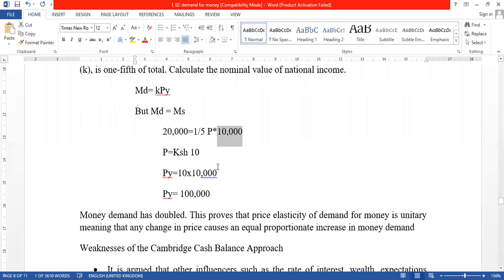And if the price is 10, what you are asked to calculate here is the nominal value of national income. What is the nominal value of the national income? That nominal value will be equal to the income in units multiplied by the price that we have gotten here, which gives us 100,000.